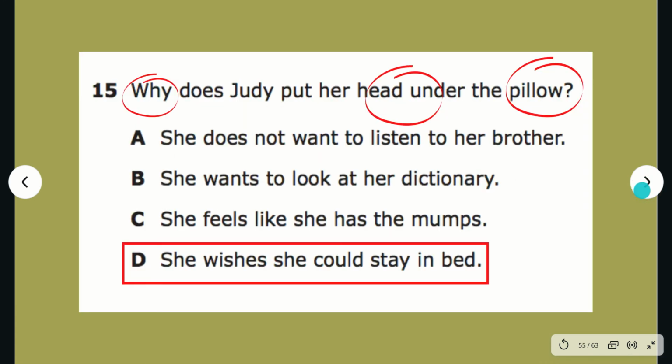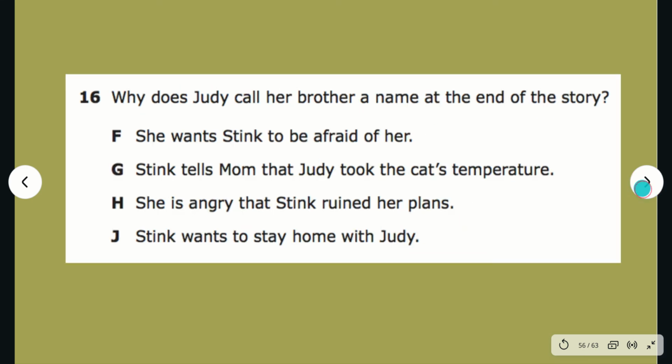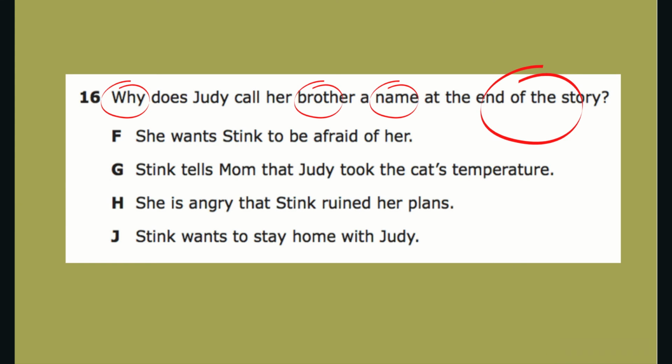Now let's go ahead and work on our last question. Why does Judy call her brother a name at the end of the story? We just did step 1. Now I want you to tell me one more time, what is step 2? Step 2 is to find our keywords. Again, I chose the words why, brother, name, and end of story. Why do you think I chose these as my keywords?